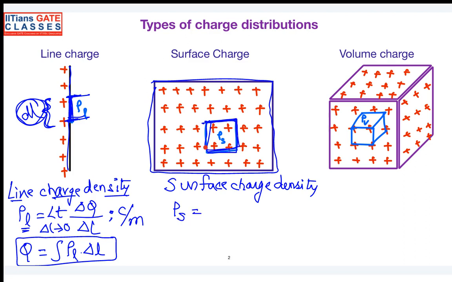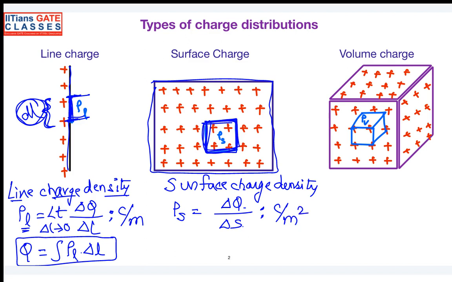So let's say delta Q is the charge present and delta S is the area of this particular surface. So the amount of charge present in a small differential area is called surface charge density. And you can see that the units will be in the order of coulomb per meter square.